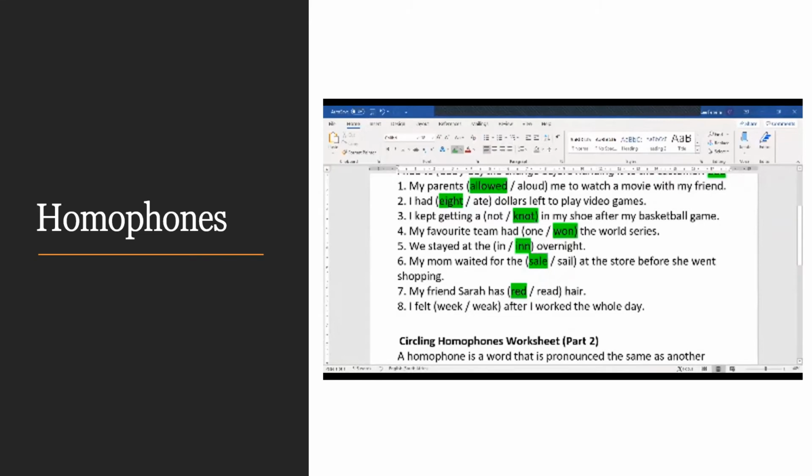I felt weak or week after I worked the whole day. This one, yes, weak with the EA, when you don't feel well, in Afrikaans sounds like pap. Now the second one is week, like Monday to Sunday.